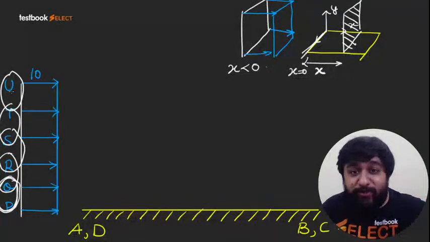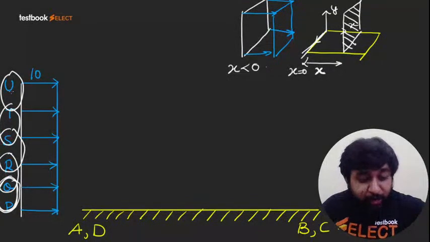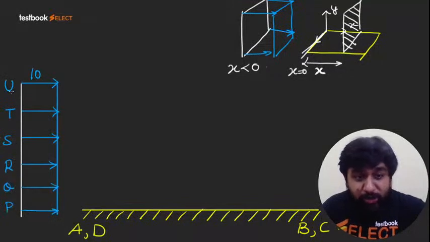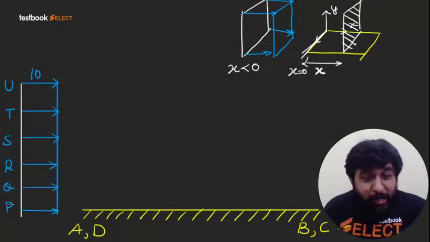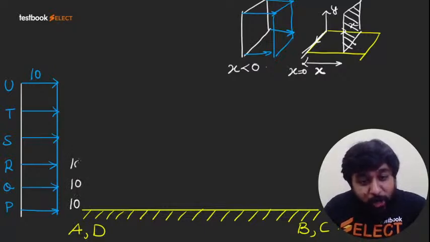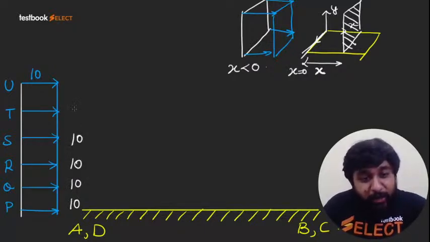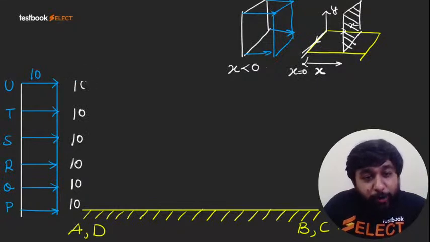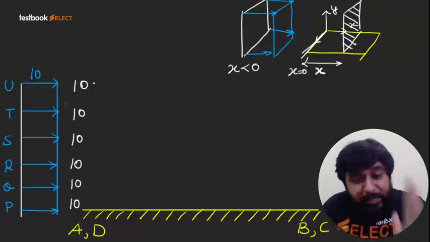So these particles will move ahead without any friction, without any change in velocity. So obviously, when they reach just before the plate, their velocity will remain unchanged. And how much is the velocity? 10 units. This is the velocity of fluid particles just before reaching the plate.